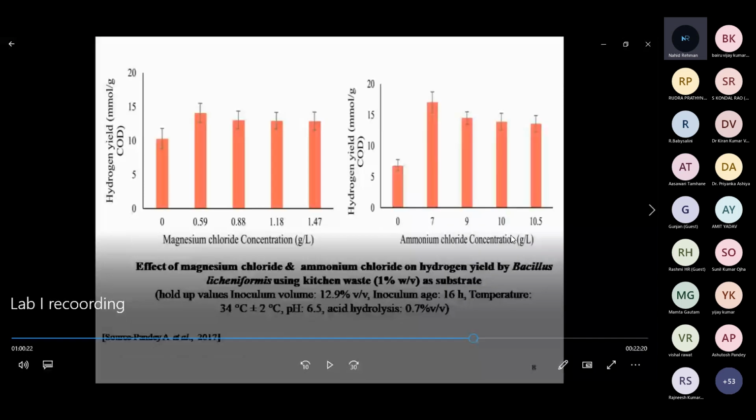These are some of the results of the effect of magnesium chloride concentration by single parameter optimization, where inoculum volume, inoculum age, temperature, pH, and pre-treatment condition of the kitchen waste substrate are kept on hold. Hold means constant, and just varying the magnesium chloride and seeing its impact. Similarly, this is the impact with ammonium chloride. You can see over here, keeping others on hold.